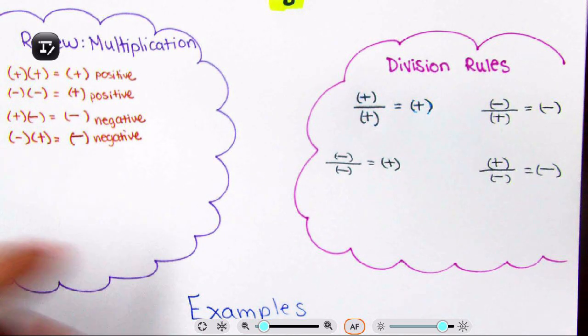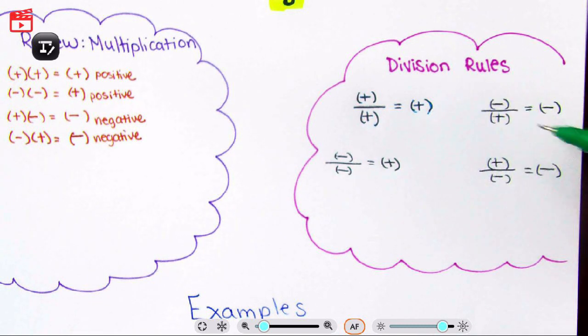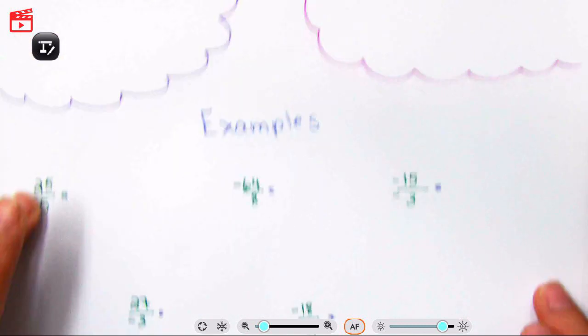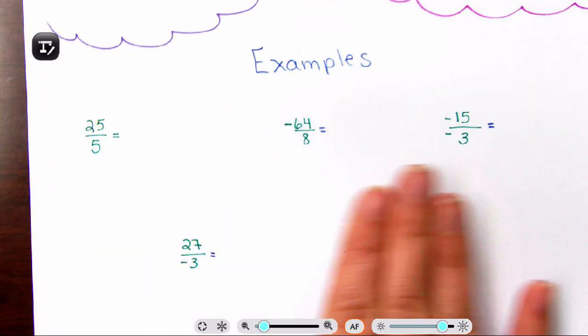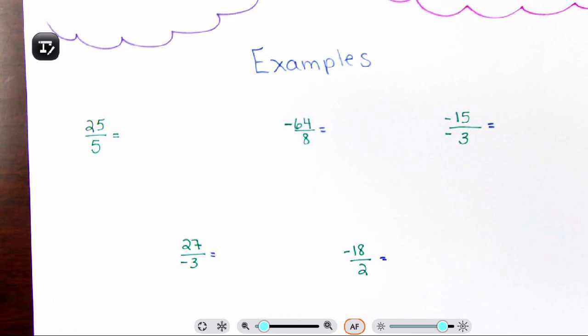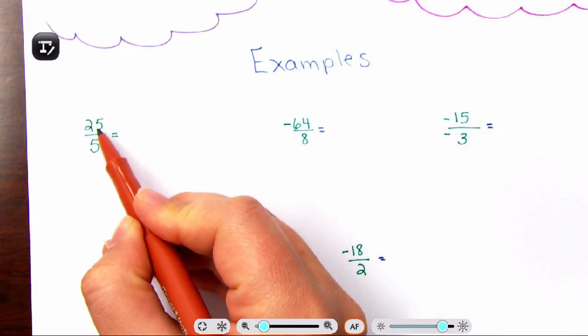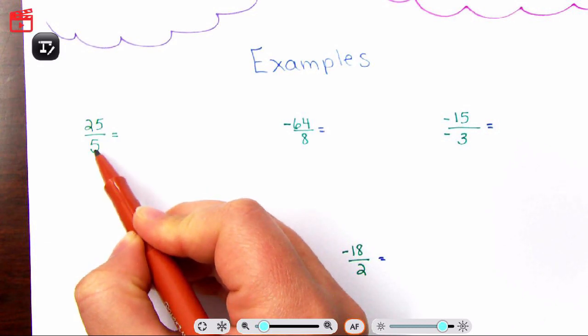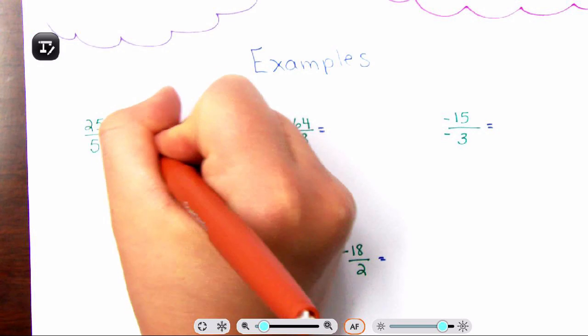All right, let's do some examples. Just to let you know, if the signs are the same, the answer is always positive. If the signs are different, the answer is always negative. Now, before I do anything, we're going to write if our answer is going to be positive or negative, and then we're going to fill in. Top number, positive. Bottom number, positive. Same top and bottom. That means our answer is positive.